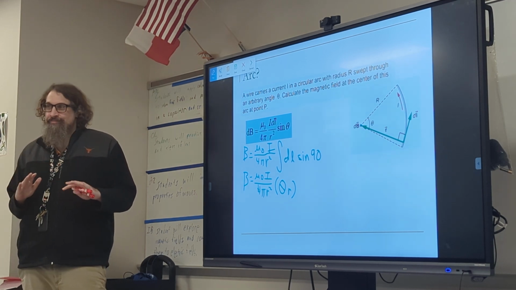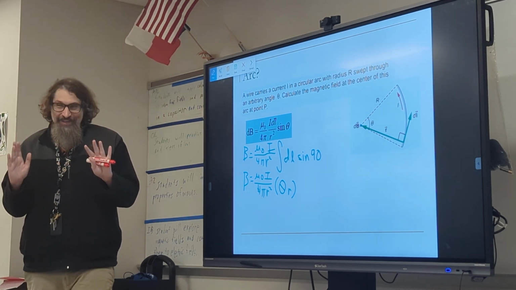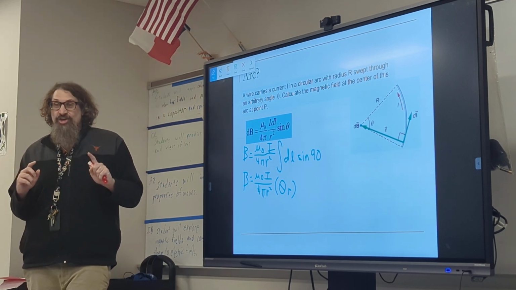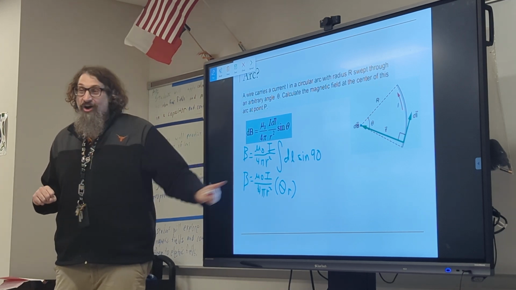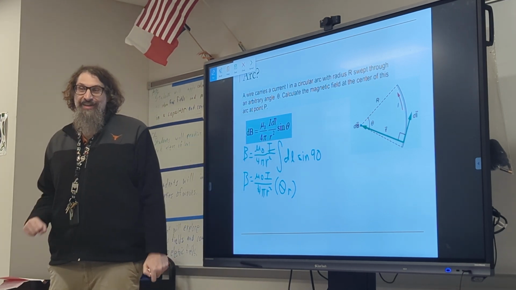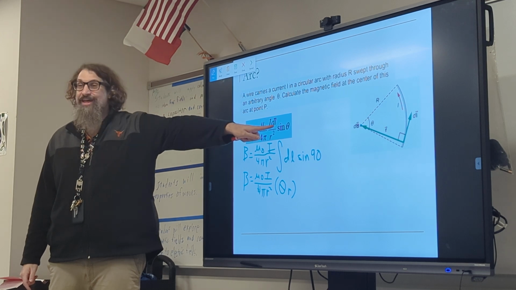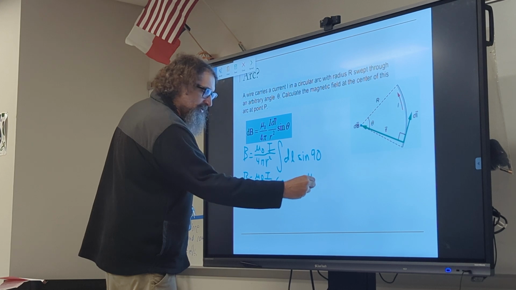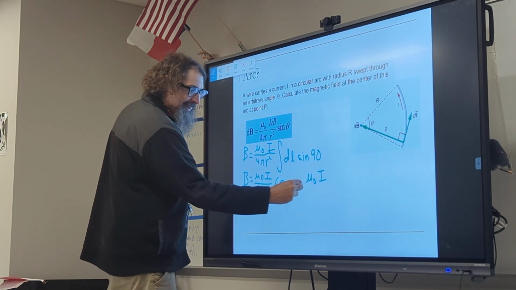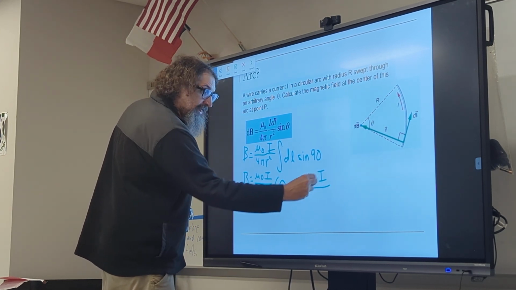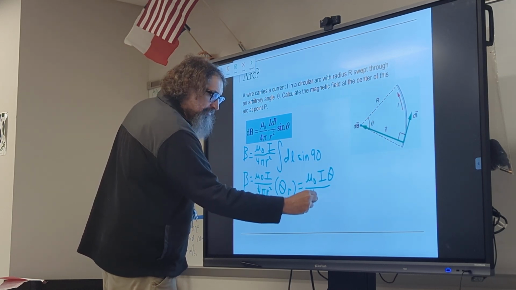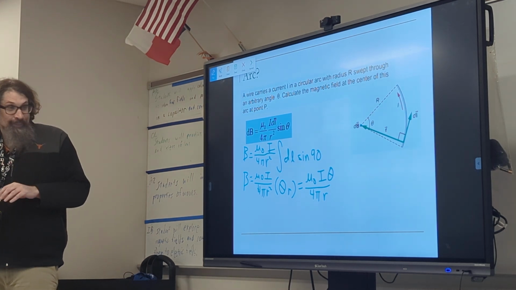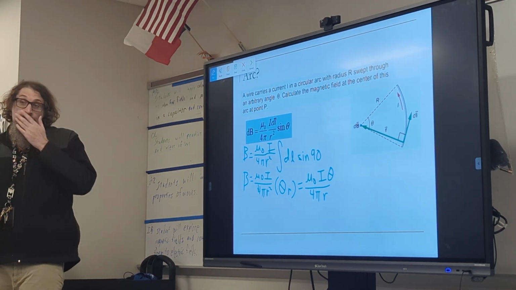What's great about this, you don't even have to evaluate the integral. If it's an arc like this, you just have to write down the arc length on this side. This dL sine theta just becomes our arc length. So this ends up equaling mu I theta over 4 pi r. This is really not that bad.